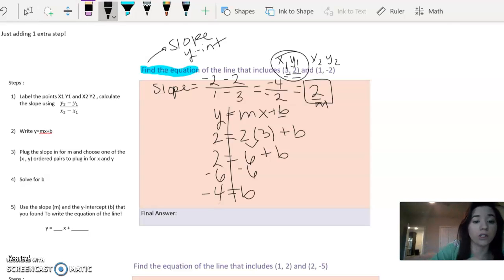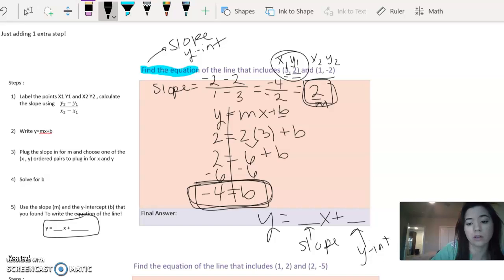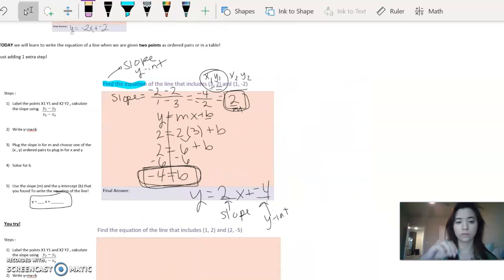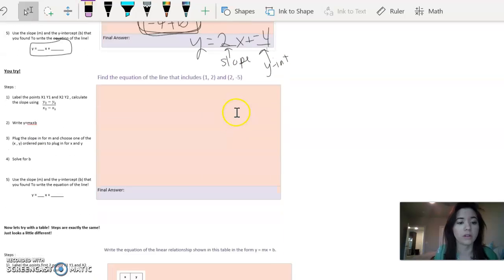So now we can write the equation of our line. We have our slope and our y-intercept. Our y-intercept is -4, and our slope is 2. So now we can write the equation of our line using y equals something x plus something. Remember that this is your slope and that's your y-intercept. So we're going to write y equals 2x plus -4. All right, I know it's a lot, but again, we're only adding one thing to what we were doing yesterday, and that is finding our slope.